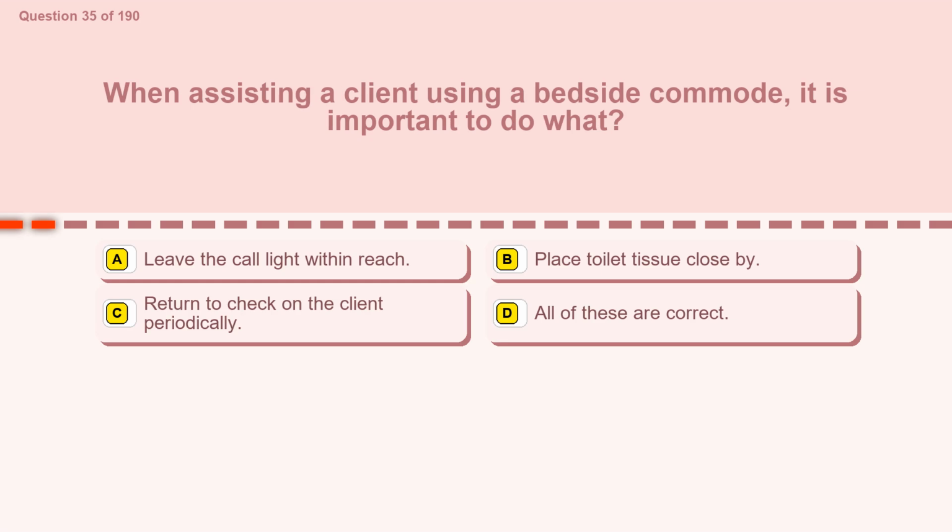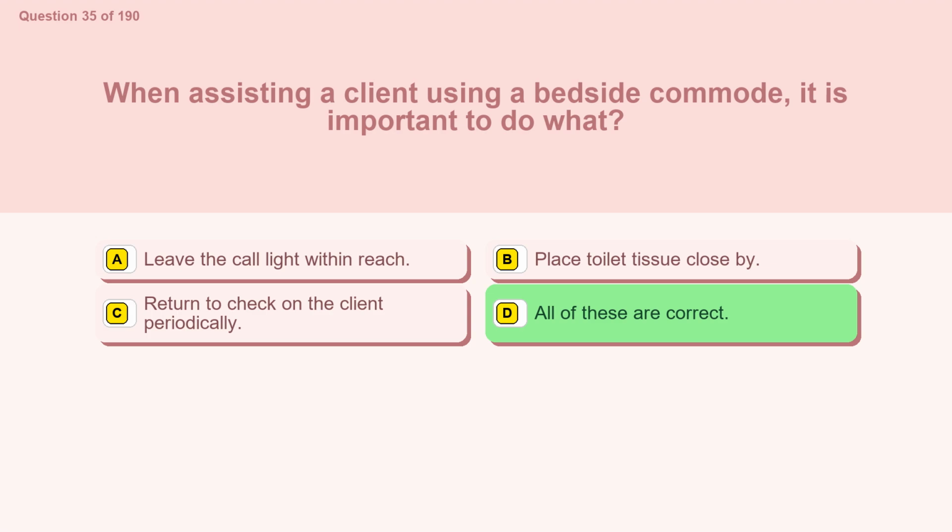Question 35. When assisting a client using a bedside commode, it is important to do what? Option A. Leave the call light within reach. Option B. Place toilet tissue close by. Option C. Return to check on the client periodically. Option D. All of these are correct.